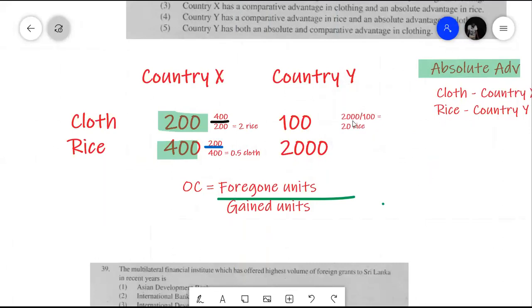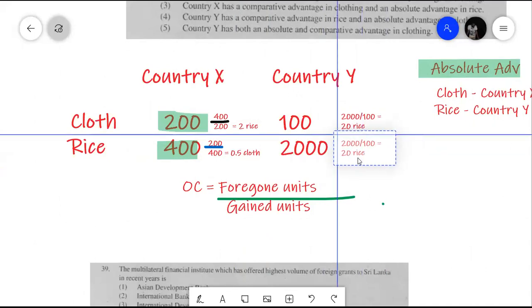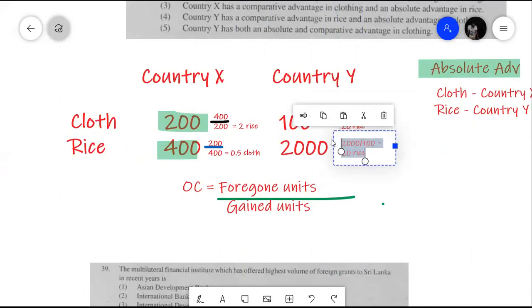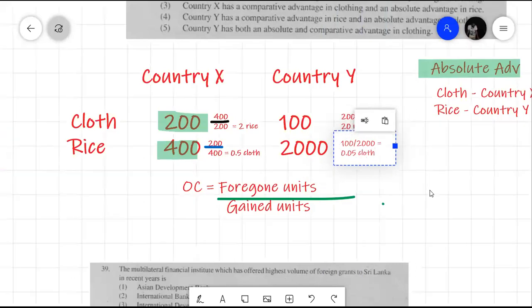Now take the same country, the other good. To produce 2000 units of rice, they have to sacrifice 100 units of cloth. So it's 100 divided by 2000. How much do we get here? 0.05 cloth. Right.